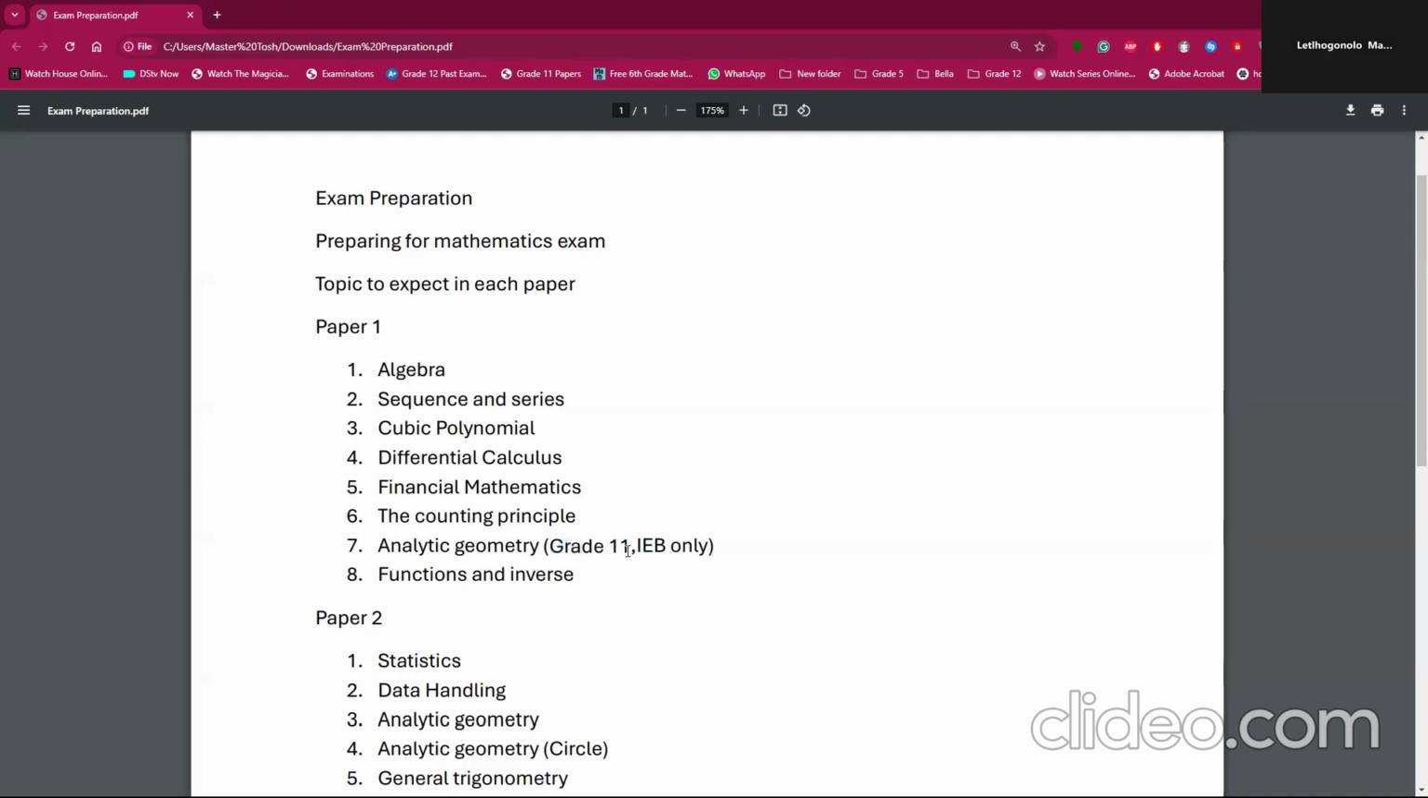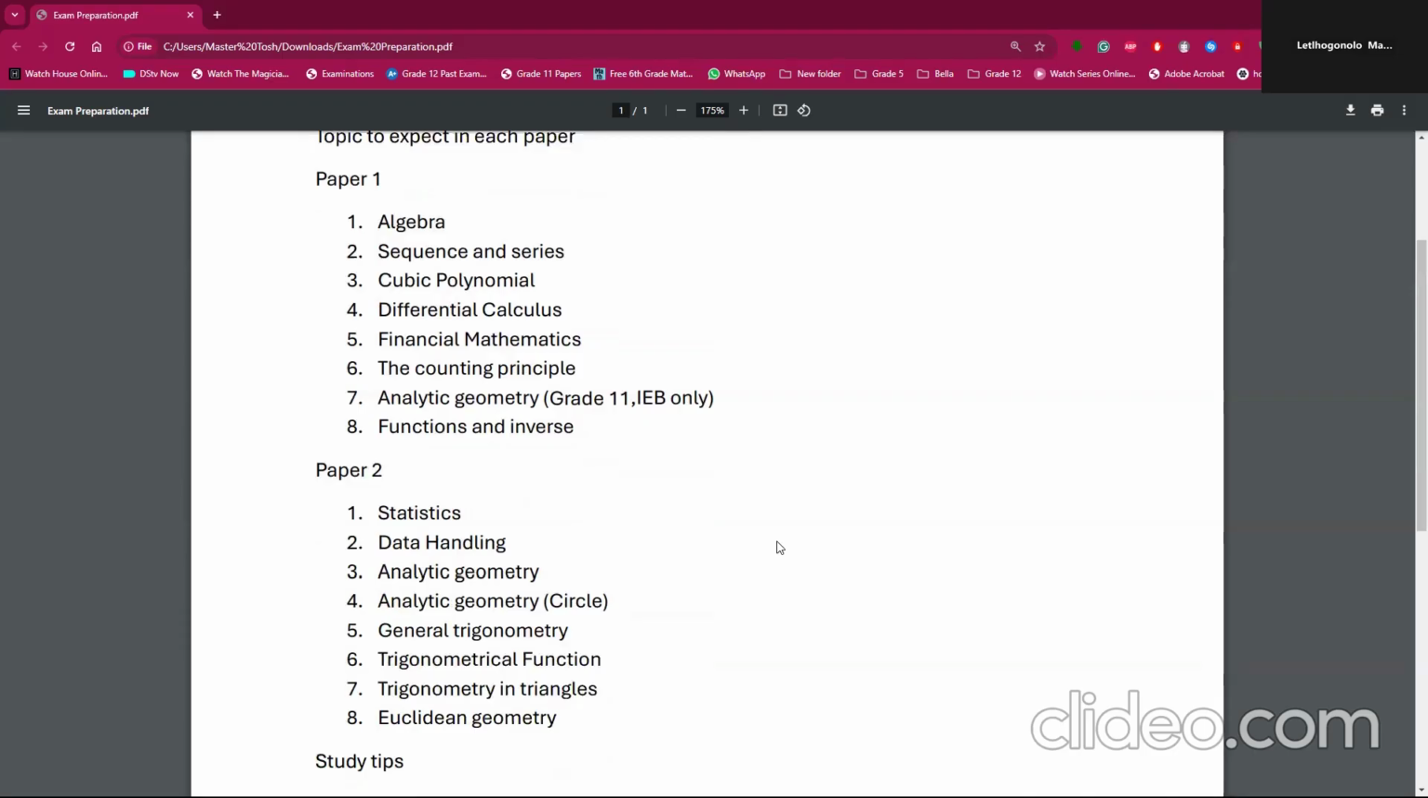So your line, finding the gradient, understanding that if two lines are parallel, it means that their gradients are the same, the midpoint, and all of that. And the last one we have is your functions and the inverses. Mostly here you'll be looking at your log graphs and your exponential graphs.